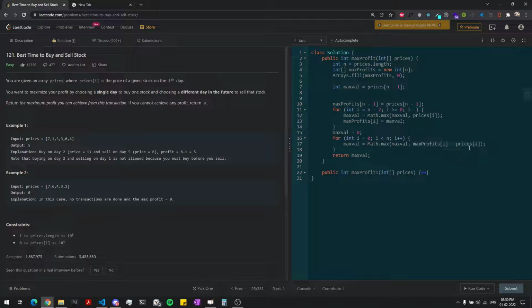It can be profit or loss. So this is the profit, and we are finding the maximum profit here. So this is the first approach, and we are returning the value. So I think it is clear.